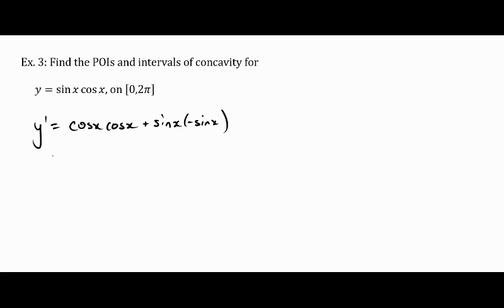Look at this. Cos squared x minus sine squared x. A lot of these work out nicely. They kind of have these nice little patterns. Okay, and we're doing concavity, so we need the second derivative, and now I don't have product rule.